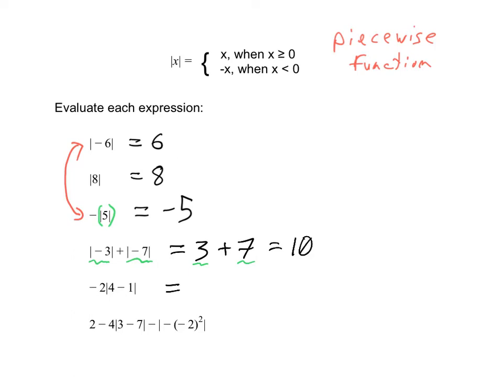Our fifth expression, negative 2 times the absolute value of 4 minus 1. So again, we're going to treat it as if there are brackets here. You don't actually have to put those brackets when you're working through it, but that's conceptually what's happening. So negative 2 times the absolute value of 4 minus 1. If we do that expression inside of the absolute value, that's 3. So it's negative 2 times the absolute value of 3. That's the same thing as negative 2 times a positive 3. Our end result, negative 6.